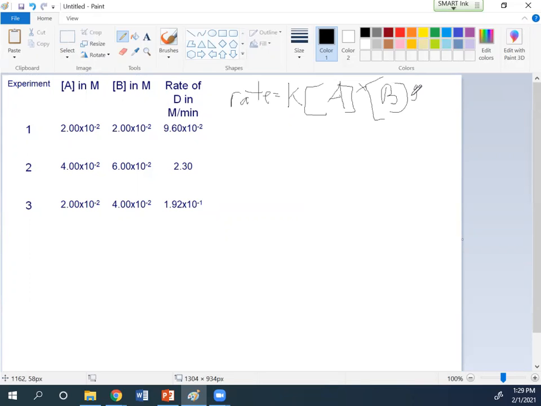And now our next step is to do what? We would divide. We want to determine x and y, so we're going to divide two rate laws. So what two experiments would you start with?